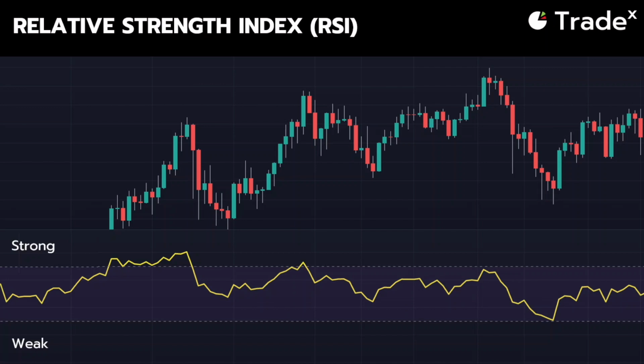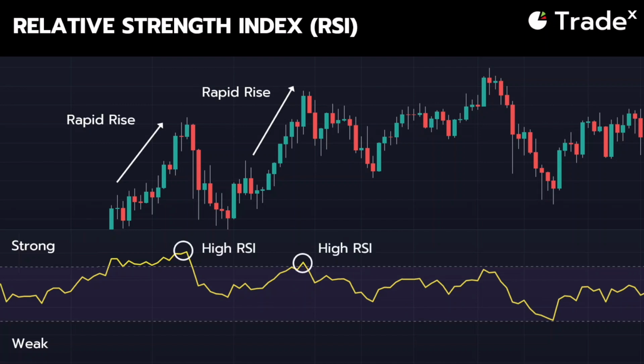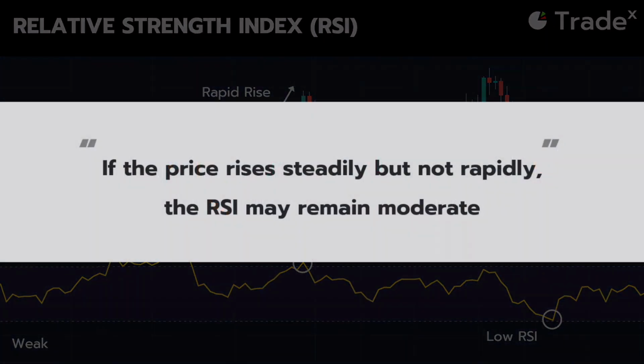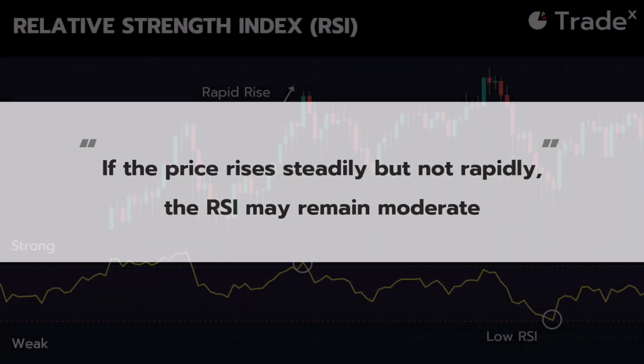When the price rises rapidly, the RSI climbs into the strong zone, reflecting powerful momentum. Conversely, when the price falls quickly, the RSI drops into the weak zone, signaling diminished momentum. Please be aware that if the price rises steadily but not rapidly, the RSI may remain in the moderate zone. This happens because the RSI measures both the speed and strength of price movements, so a steady rise without rapid increases may not push the RSI into the strong zone.